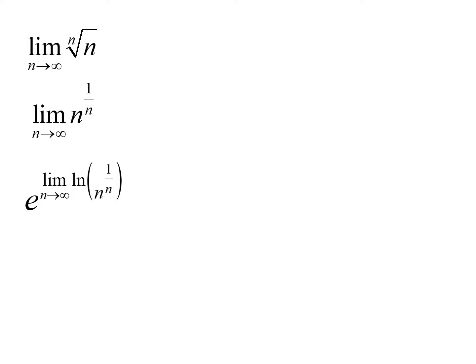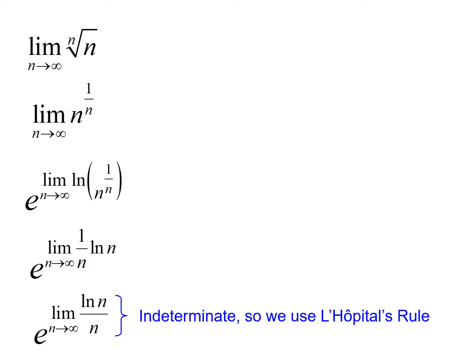So we have to get a little fancy here. We'll try e to the power of the natural log of n to the power of 1 over n. We can bring that exponent out front. So this is natural log of n over n. We can use L'Hopital's rule because that is infinity over infinity. And that exponent turns out to approach 0, so we have e to the power of 0, which is 1.